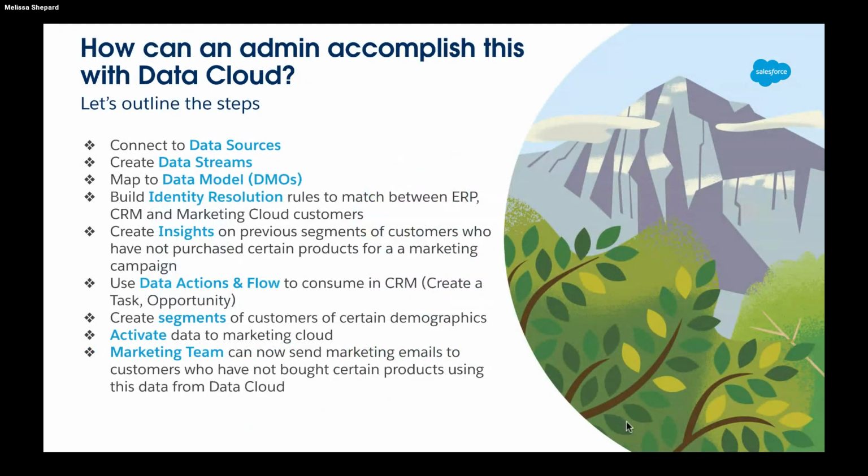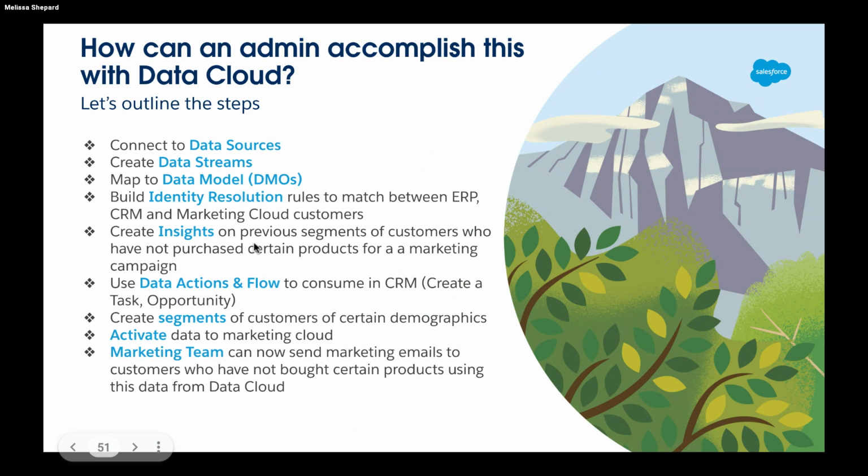So how could you accomplish this? These are the steps that you would take. You would connect to the different data sources: MuleSoft for ERP, the Salesforce CRM connector for CRM, and the Marketing Cloud connector for Marketing Cloud. From there, you create your data streams. This is where your data is going to come in, and it's going to create your data source objects and then your data model objects. Then you're going to map all this data from these different sources to your DMOs. This is the model that you decided on, that you want to house all your data and how you're going to actually use your data.